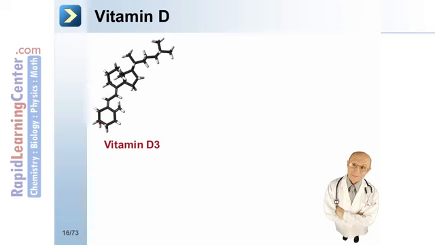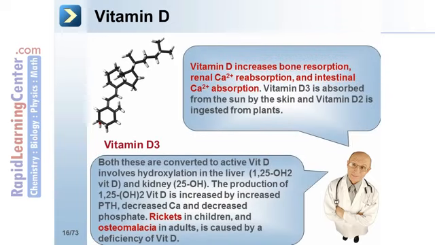Vitamin D increases bone resorption, renal calcium reabsorption, and intestinal calcium absorption. Vitamin D3 is absorbed from the sun by the skin, and vitamin D2 is ingested from plants. Both of these are converted to active vitamin D, which involves hydroxylation in the liver and the kidney.